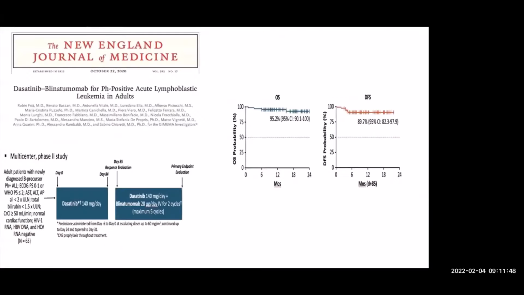Now, in the recent 3-4 years, we have also noticed the role of newer agents in the treatment of Ph positive ALL. There have been 2 trials which have looked into it. One is the dasatinib blinatumomab combination. This was a phase 2 trial which was published by the GIMEMA group, where they gave 84 days of dasatinib plus steroid, and then from day 85 onwards, they added blinatumomab.